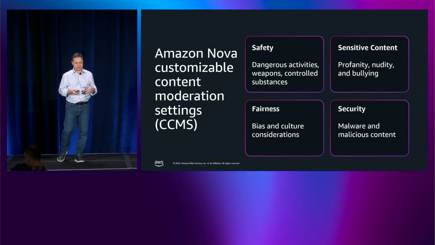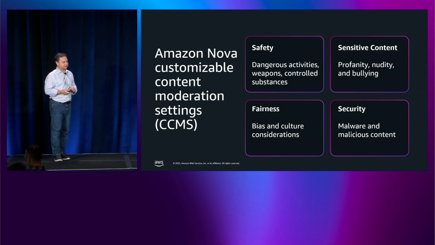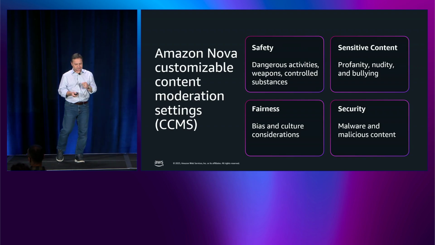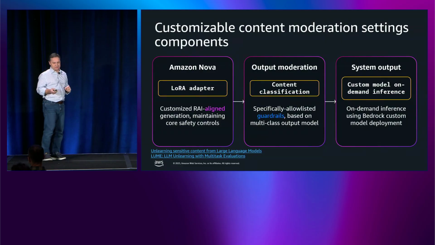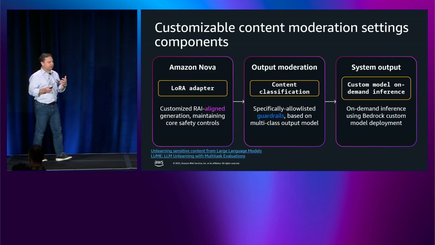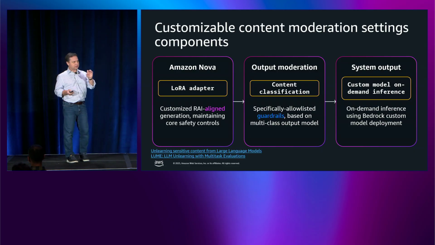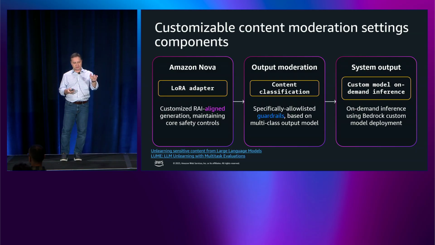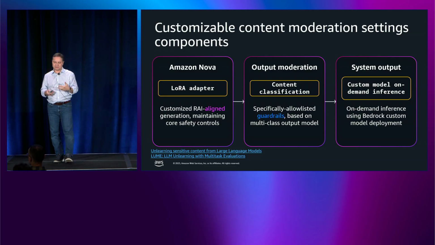So those are the 4 dimensions that we customize. And then let me show you the technical details and get down to exactly how we do that using custom models. So these are the 3 components that work together to enable customization. We use LoRA adapters for the core model, we use content classification for the output model, and then all this is available using Amazon Bedrock.